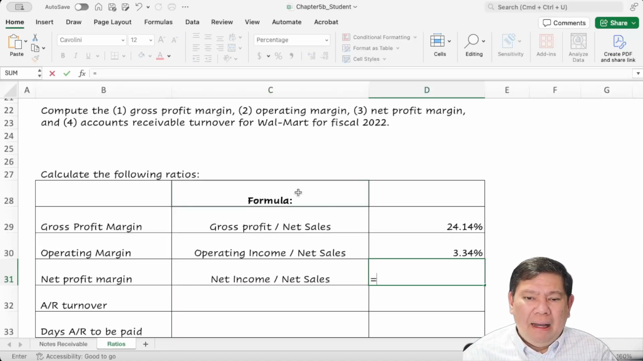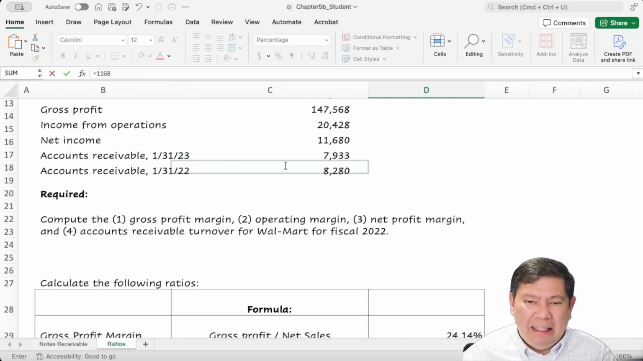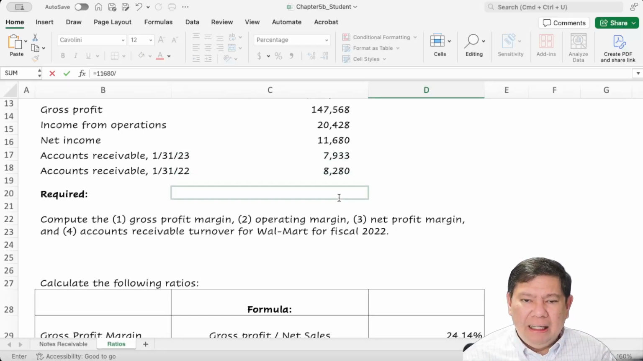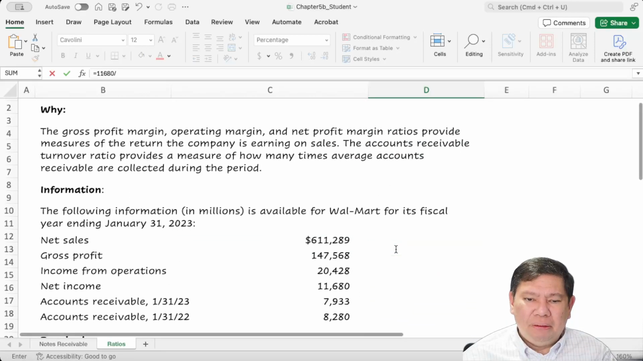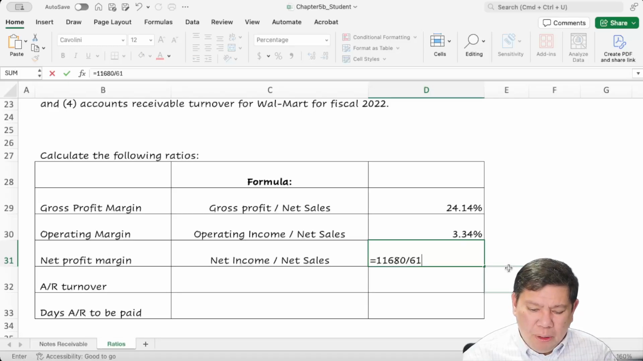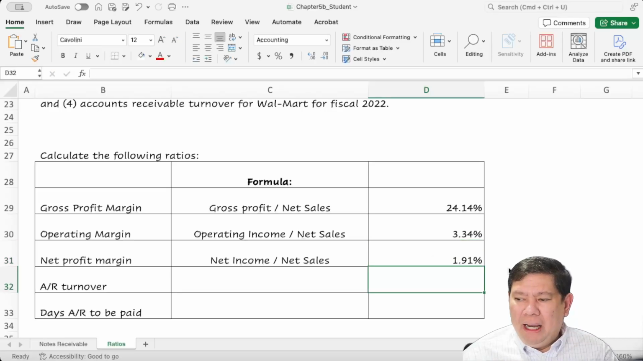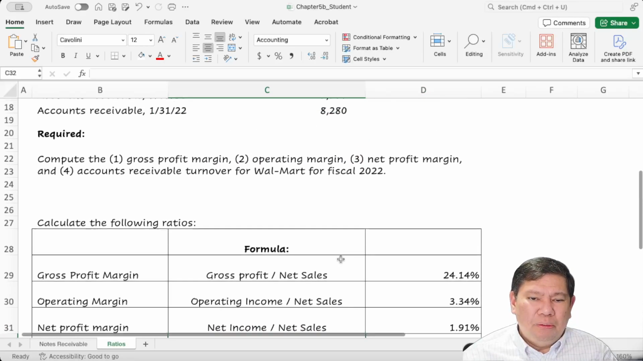And finally, net profit margin is the bottom line, net income divided by net sales. So we have net income of 11,680 divided by net sales of 611,289. We have 1.91%.